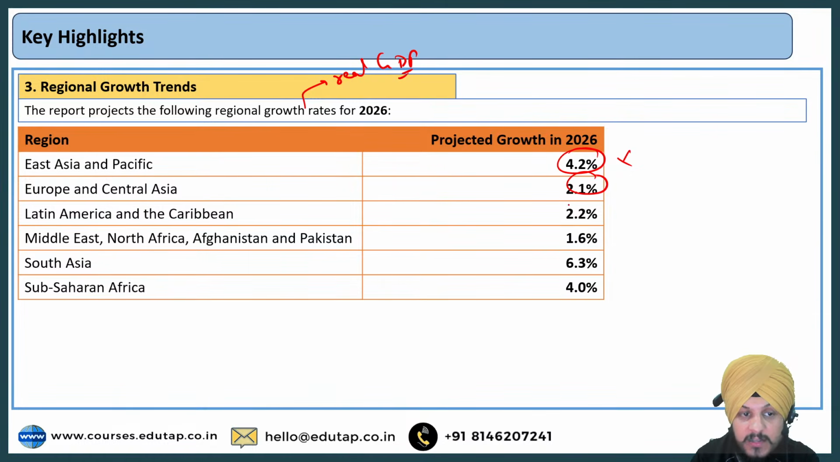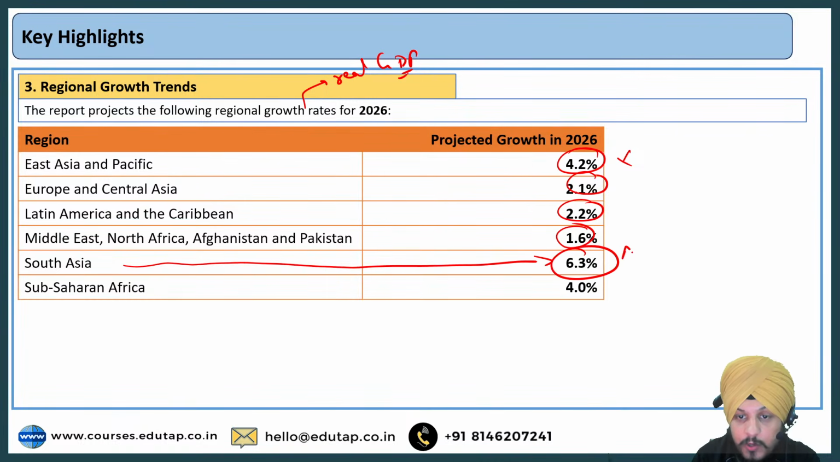For Europe and Central Asia, it is 2.1%. For Latin America, it is 2.2%. Then for the Middle East region, it is 1.6%. But for South Asia, it is what? It is 6.3%, right? So this is something that I would like you to remember, because you can connect this point with India also. India is also a part of the South Asian region, right? So if the growth is 6.3% over here, of course, we are going to see some sort of impact in India also.